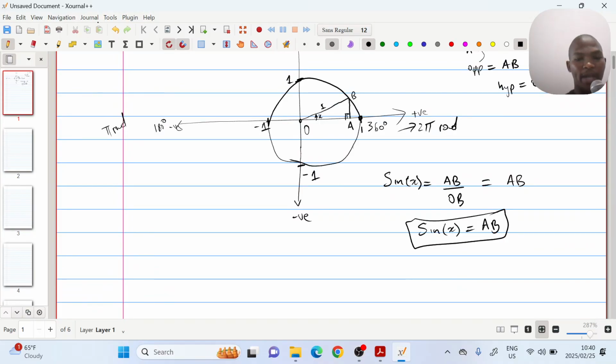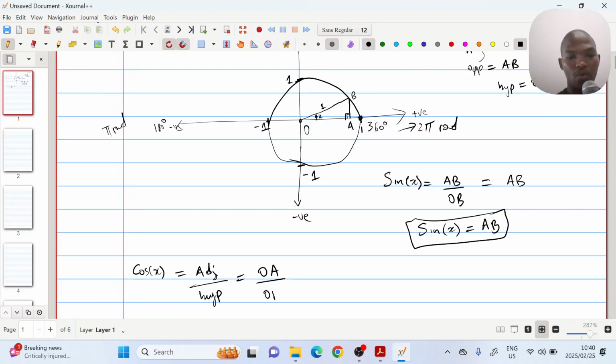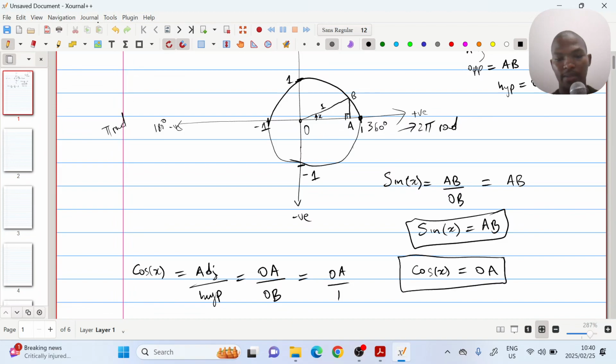And then, while you're copying that, let's look at cosine of x. We said cosine of x is the adjacent over hypotenuse, right? And then what is adjacent in the triangle there? OA divided by OB. What is OB? So you have OA divided by 1. Okay, fine. I want you to also copy cosine of x is the same as OA. Copy it, take it inside.